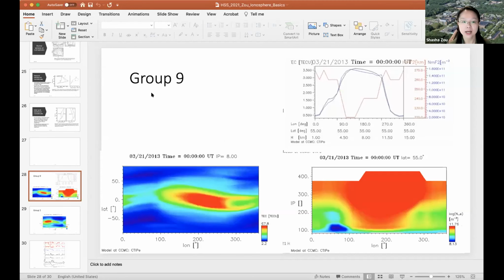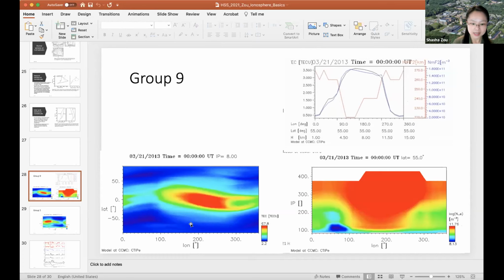Okay, so I think this is a question submitted by Group 9 last night. They were looking at the northern hemisphere, 55 degrees, and then the plot you showed earlier is at 45, right? But at the same location. I'm sorry, the same UT. So I think I can answer those two questions at the same time. Also, this one, the TEC shown here is very small.